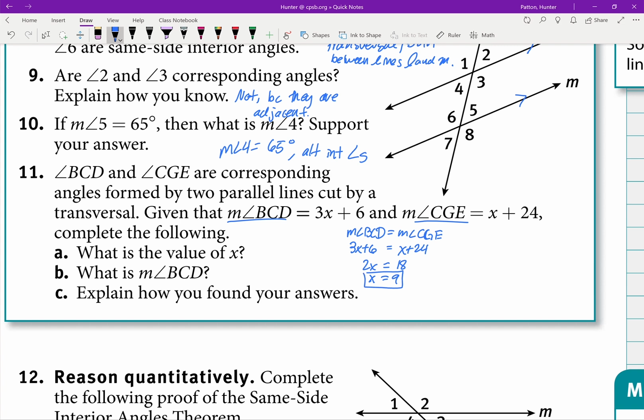What is the measure of angle BCD? So we're going to plug in 9 for x in the measure of angle BCD. So it's 3 times 9 plus 6. So that is 27 plus 6. So the measure of angle BCD is equal to 33 degrees. Explain how you found your answers, and the whole thing that this rests on is the fact that corresponding angles are congruent. That's what I'm going to write.